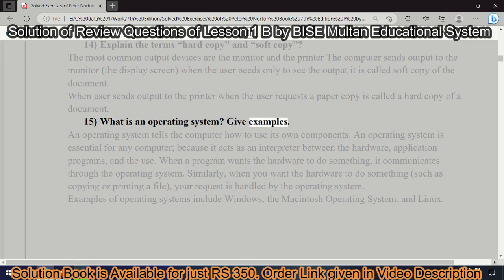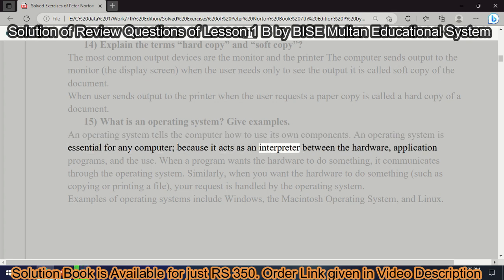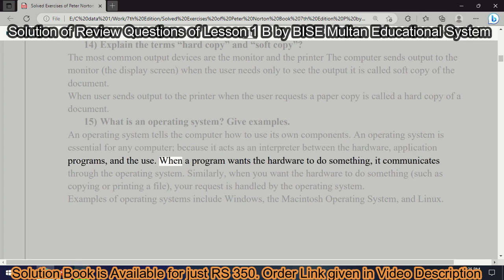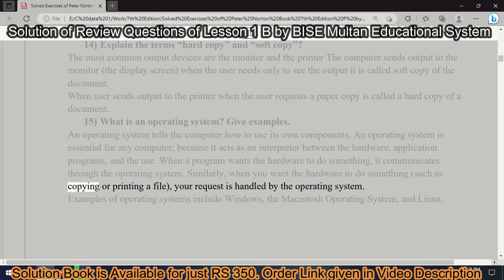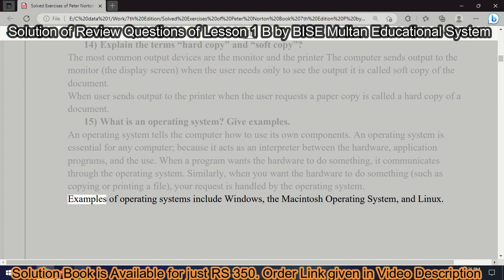15. What is an operating system? Give examples. An operating system tells the computer how to use its own components. An operating system is essential for any computer because it acts as an interpreter between the hardware, application programs, and the user. When a program wants the hardware to do something, it communicates through the operating system. Similarly, when you want the hardware to do something, such as copying or printing a file, your request is handled by the operating system. Examples of operating systems include Windows, the Macintosh operating system, and Linux.